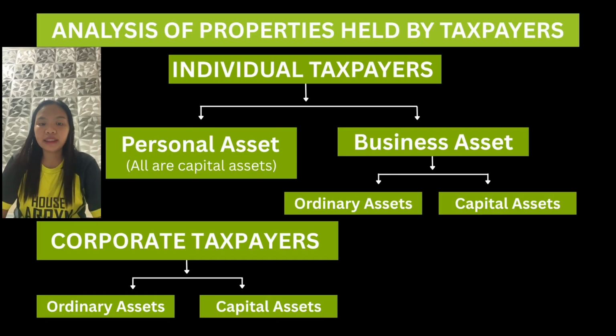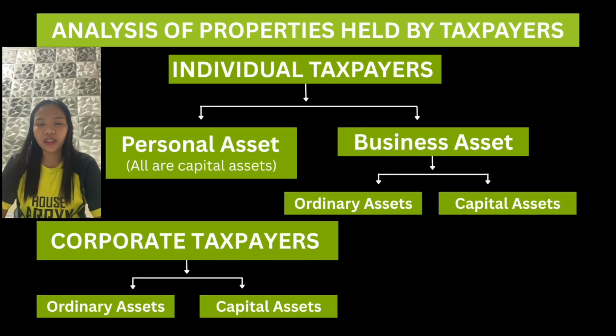For example, a domestic stock is an ordinary asset for a securities dealer because they regularly buy and sell stocks, but a capital asset for someone who doesn't deal in securities. A vacant lot is an ordinary asset for a real estate developer, but a capital asset for someone not in the real estate business. A building is a capital asset if used in non-taxable operations, but an ordinary asset if used in a profit-oriented commercial activity.